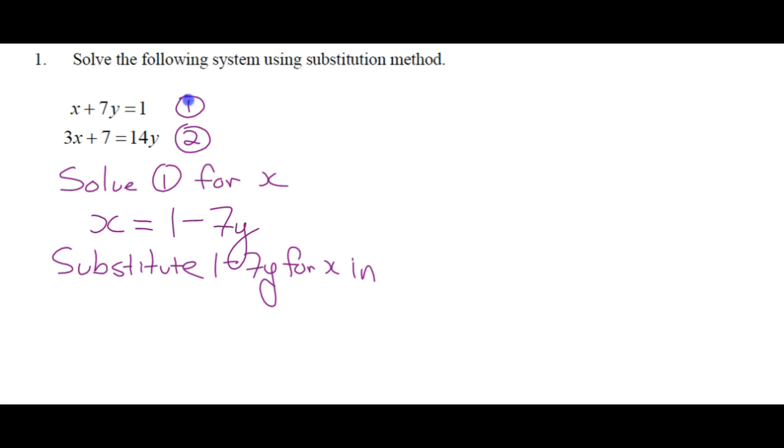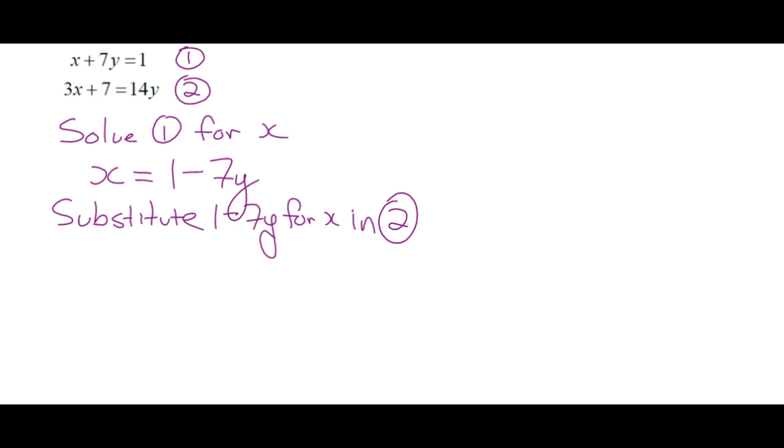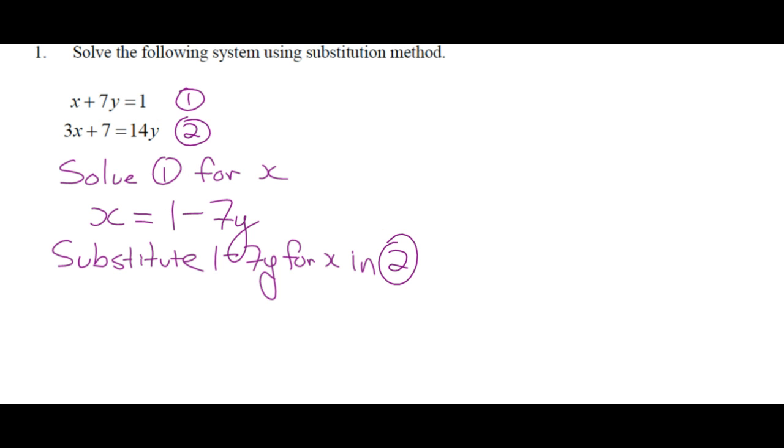A 50-50 chance. Which equation? 2. Because if we put it into 1, we're just going to end up with something that in the end says 1 equals 1, which while true is not helpful. It won't solve anything. So we have to substitute the expression for the variable in the other equation. Okay, now let's keep it all on one page. So we go up here, we write 3 times (1 minus 7y) plus 7 is equal to 14y.